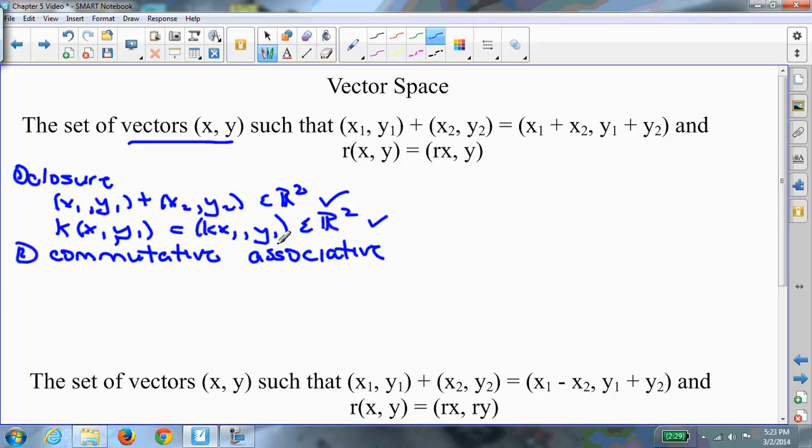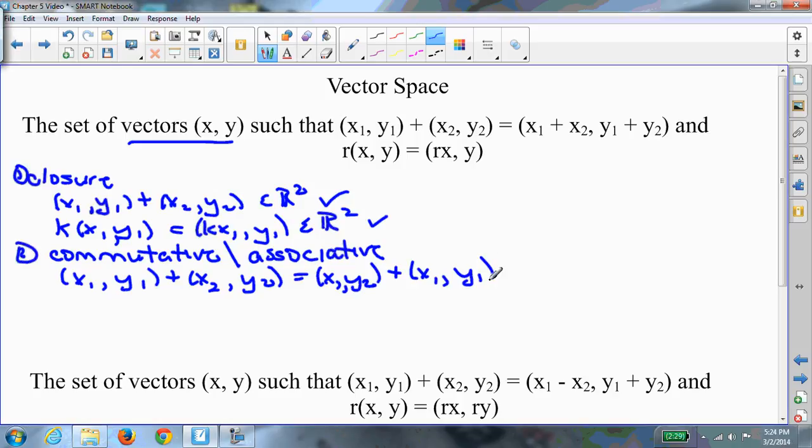Commutative is specifically for addition. I want to make sure if I add x1, y1 plus x2, y2, that this is the same as if I were to add x2, y2 plus x1, y1. In this case it is true because in both cases I get x1 plus x2 and y1 plus y2. That's the idea of commutative. Associative means I can regroup.